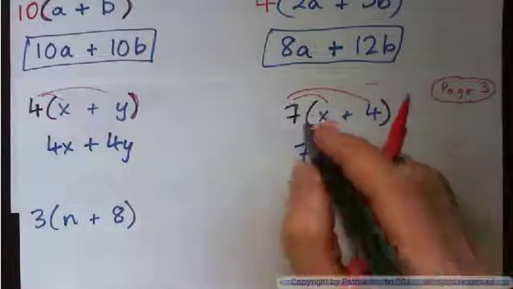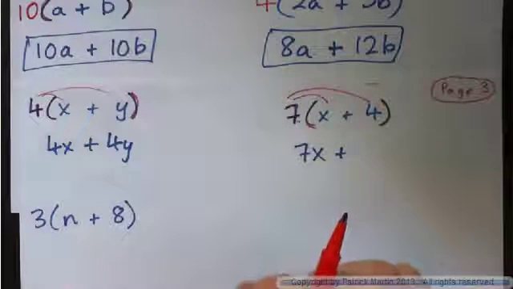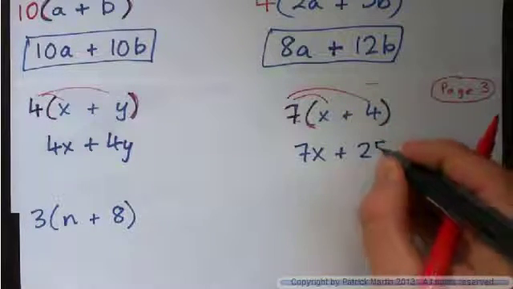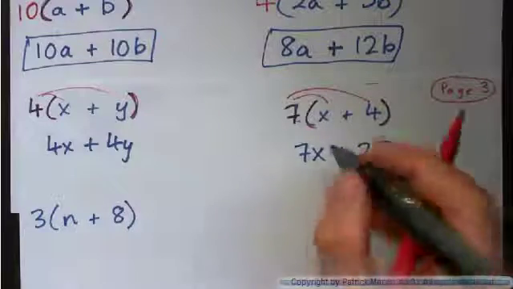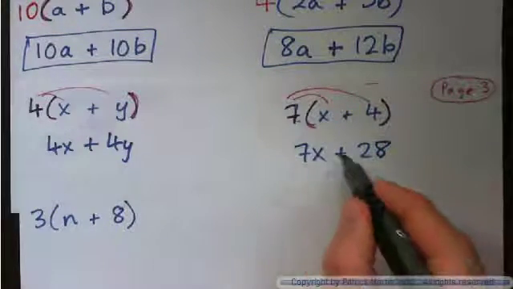What about 7 times 4? How could you write 7 times 4? 28. Right? Done. So that's the answer. 7x plus 28. Now, this is 7 pieces of candy plus $28.